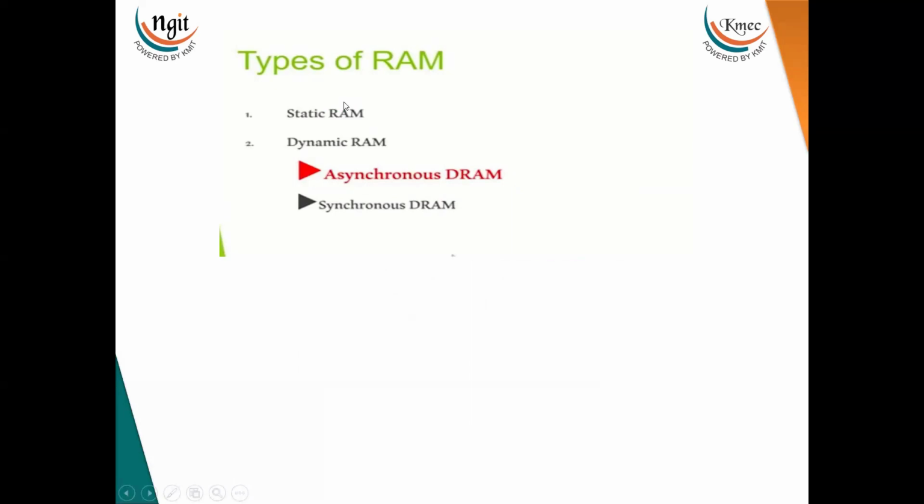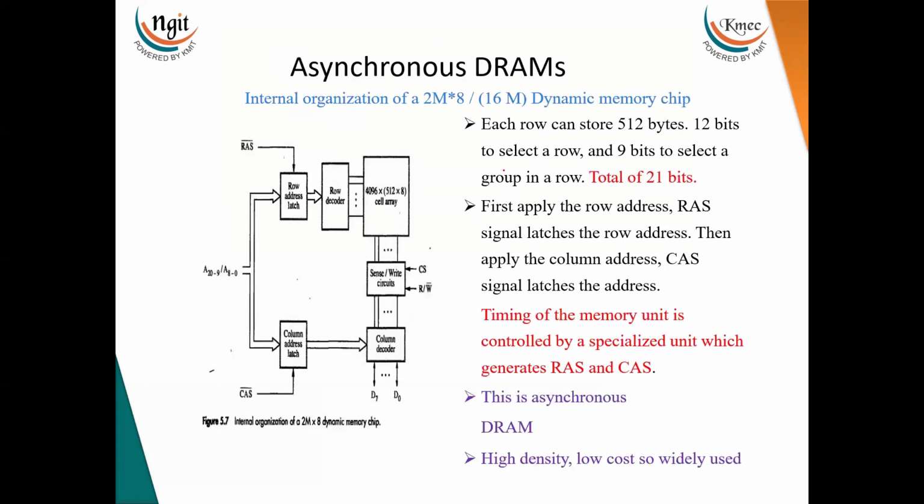Now, types of RAM. RAMs are divided into two types, static RAM and dynamic RAM. Dynamic RAMs are again divided into two types: asynchronous DRAM and synchronous DRAM. In this lecture, we will study the internal organization of asynchronous DRAM.